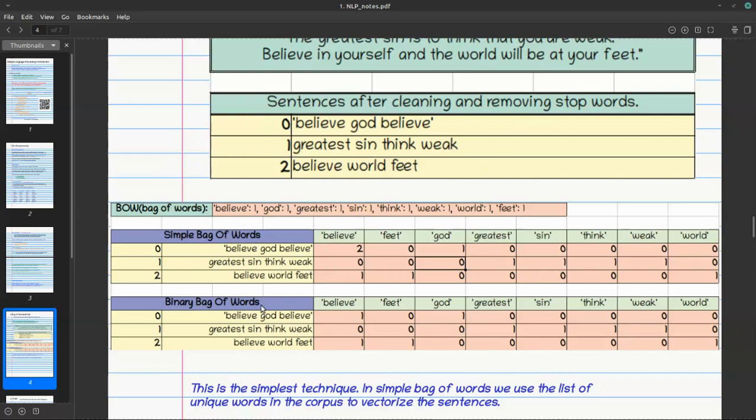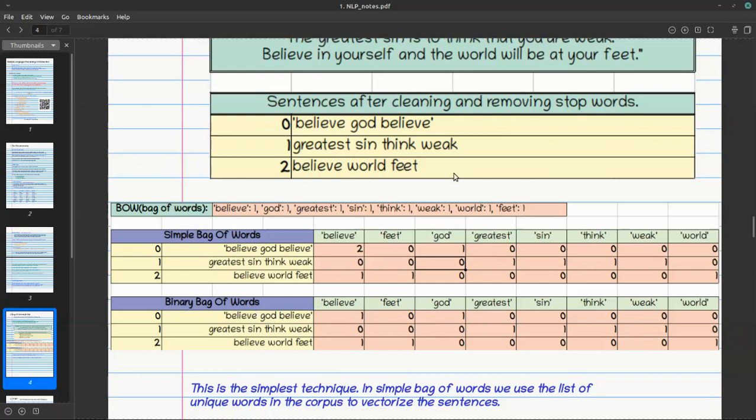And binary bag of words is a no-brainer. What it is doing is just converting everything into binary. So if the word is there, if believe is there, it doesn't matter how many times, one, two, three, just put one. If the word is not there in the sentence, just put zero. That's what binary is, right? Yes or no, one or zero. If the word is there, just one. If the word is not there, zero.